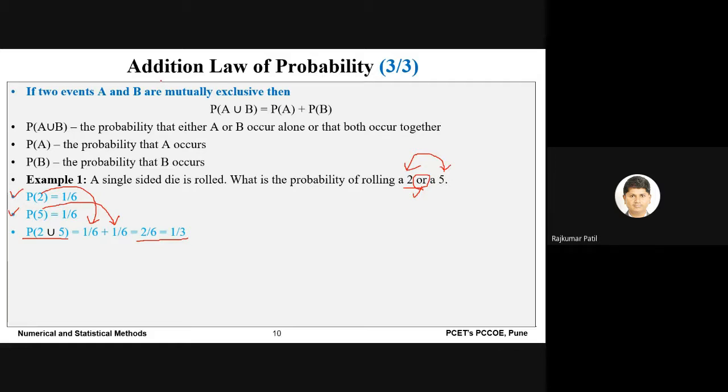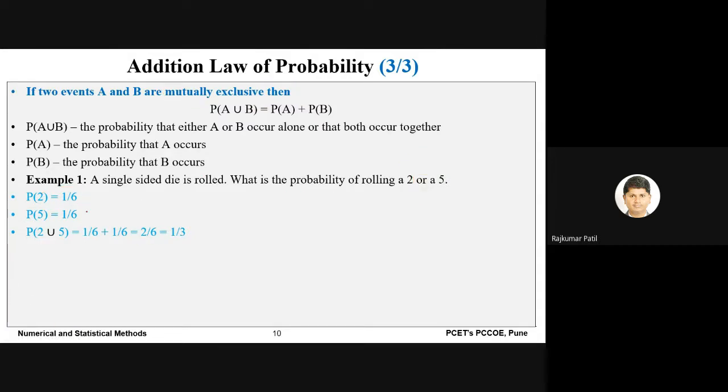And why are we calling this example a mutually exclusive event? Because when we roll a die, we will get either 1 or 2 or 3 or 4 or 5 or 6. There is no chance that at a time we will get 1 and 2, or 1 and 3, or 2 and 5. There are no overlapping chances, because when the die settles on the ground, there will be only one possible outcome. So that's why this is a case of mutually exclusive events.